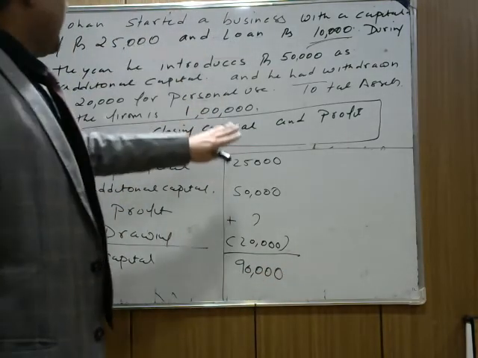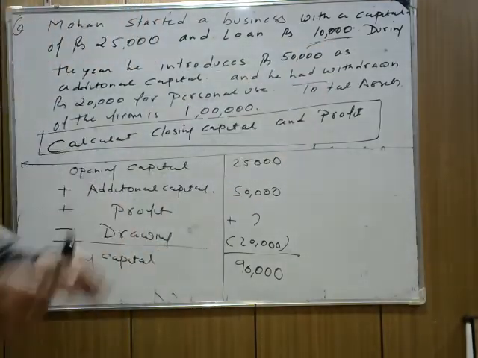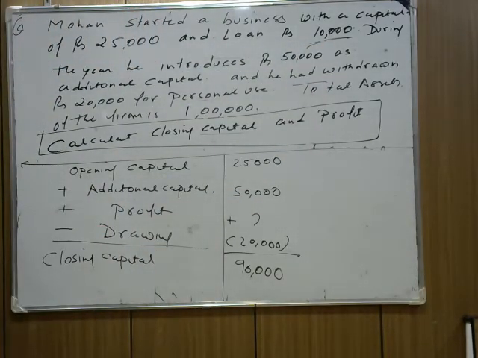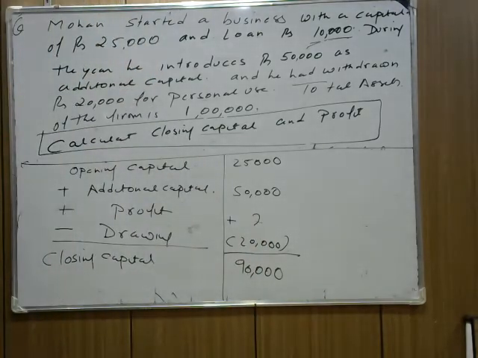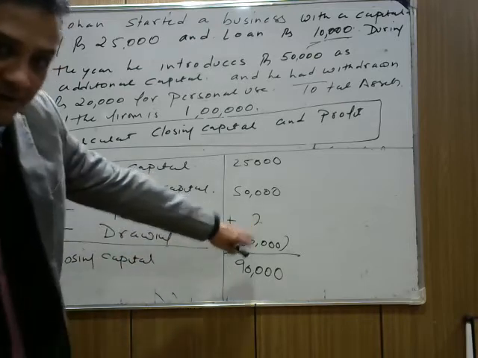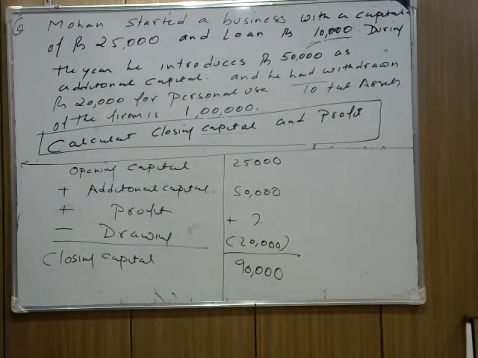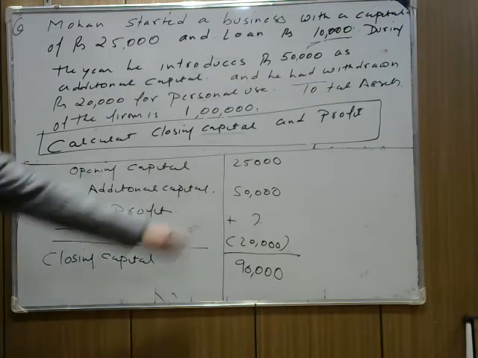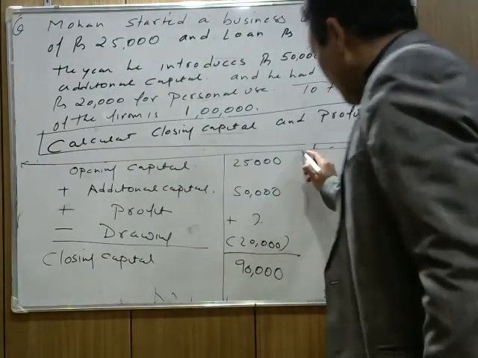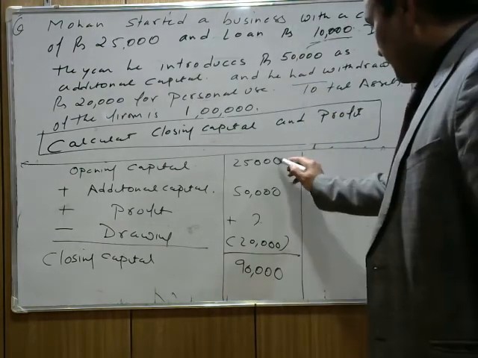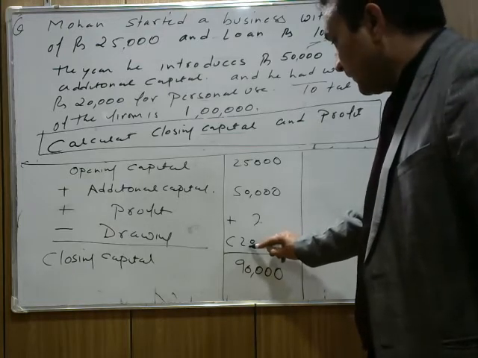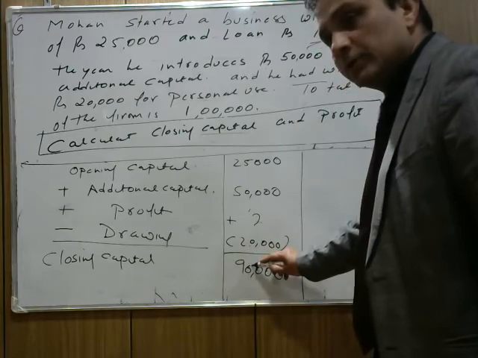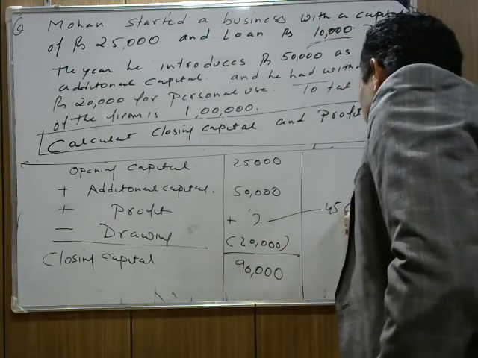We just find assets minus liability. Your asset is 1 lakh, your liability is 10,000, so the closing capital is coming 90,000. And you need to find your profit. Now, add them. 50 plus 25, can you find out the missing figure? Yes, of course, you can. 75 minus 20 is 55. I hope you know simple mathematics. 75,000 minus 20,000 is 55,000. Now, how much do we add to make closing capital? It's coming 45,000. So, I hope it's clear.